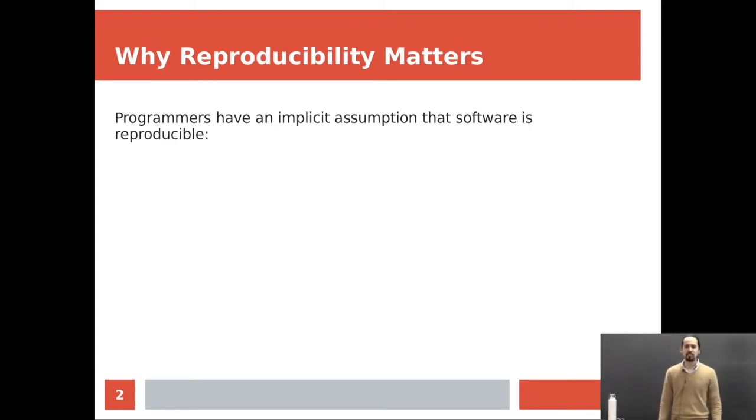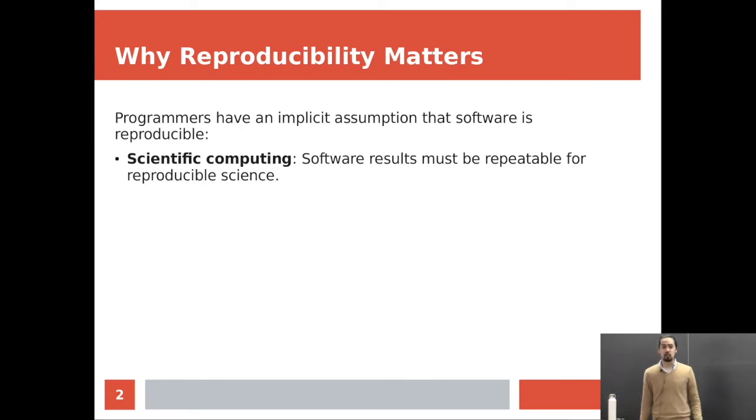So first I want to start by talking about why reproducibility matters. As programmers, we end up making assumptions that programs are deterministic or reproducible when they execute. So let's look at a few examples where we kind of assume these things. For scientific computing, for science to work, we want experiments to be repeatable. So we assume that scientific software is going to be reproducible and repeatable when we run it.